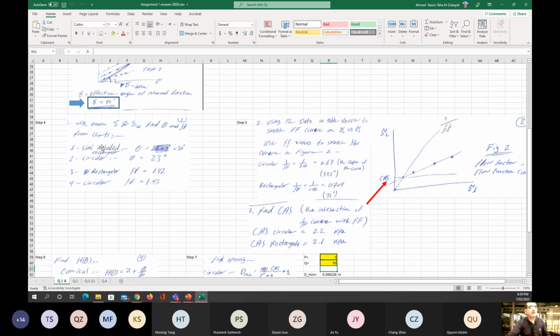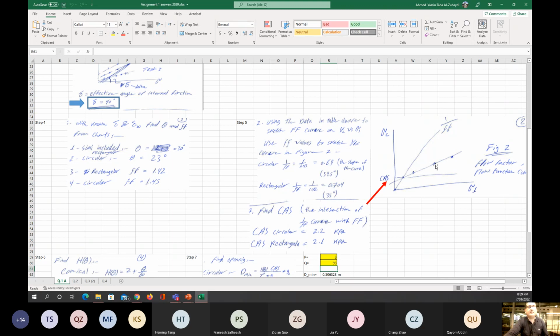So we are going to find the value for the semi-included angle, theta, for the rectangular outlet and for the circular outlet. The same thing for the ff, we're going to find the value for the rectangular and the value for the circular. And then in step number 5, using the data in the table, we sketch the sigma 1 versus sigma c.